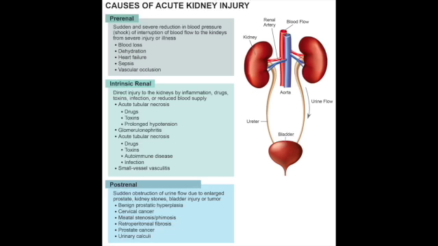Next will be intrinsic renal failure. So we'll start with acute interstitial nephritis. So I remember this by AIN: allergic, infection, and NSAIDs. So this is a type of intrinsic acute kidney injury characterized by an inflammatory or allergic response in the interstitium, not the tubules, with sparing of the glomeruli and blood vessels.